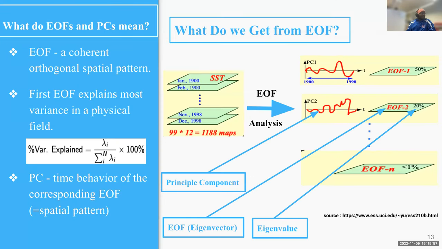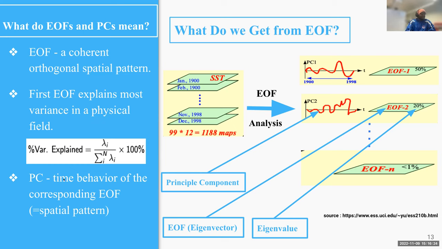Then this is basically what the EOF does. It's a coherent set of orthogonal spatial patterns, arranged in an orderly manner. First of all, the first leading EOF tends to explain more of the variability in your data set. The way it's computed is that the variance explained for the top one is just the eigenvalue divided by the summation of all the eigenvalues, and then you compute the percentage of that.